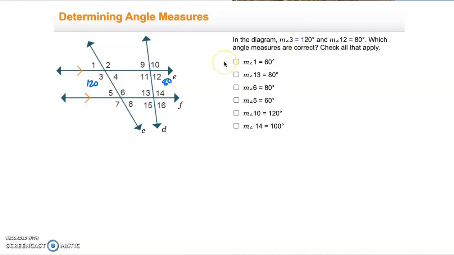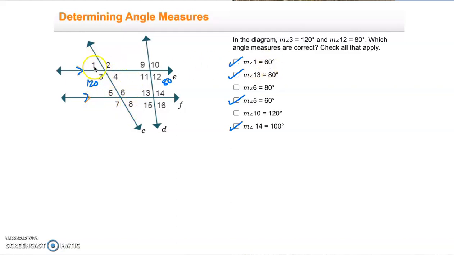Now here's another one where we have these two lines that are parallel, and then they're cut by two different transversals. But because we have an angle on this transversal and an angle on this transversal, we can find every single one of those angles. So pause and check the ones that are actually correct for this example. If you notice on this transversal, if 3 is 120, then 1 is 60. So every angle in this section is either going to be 120 or 60.